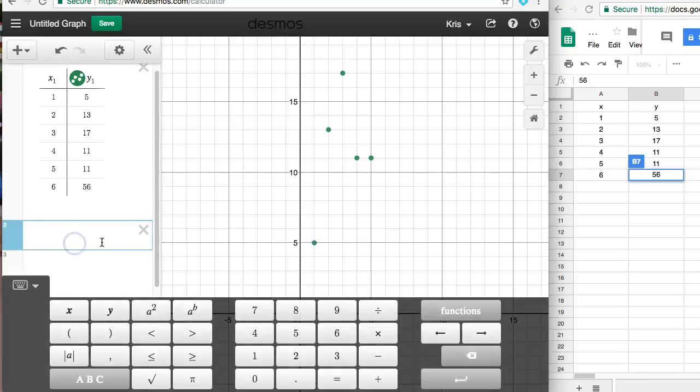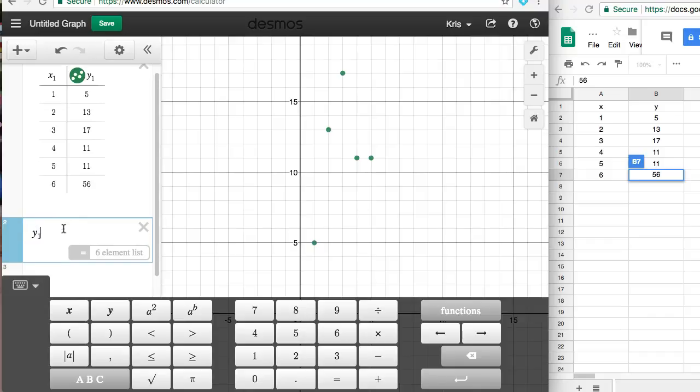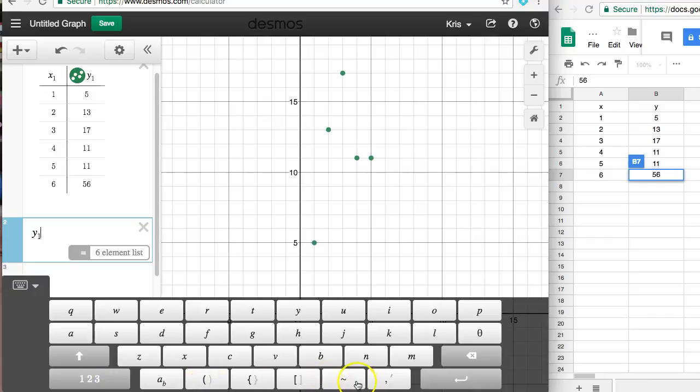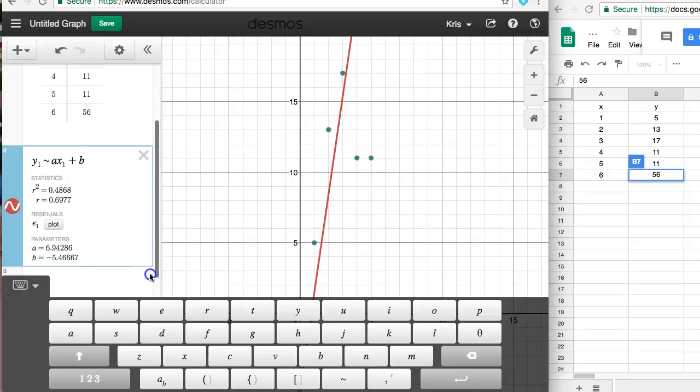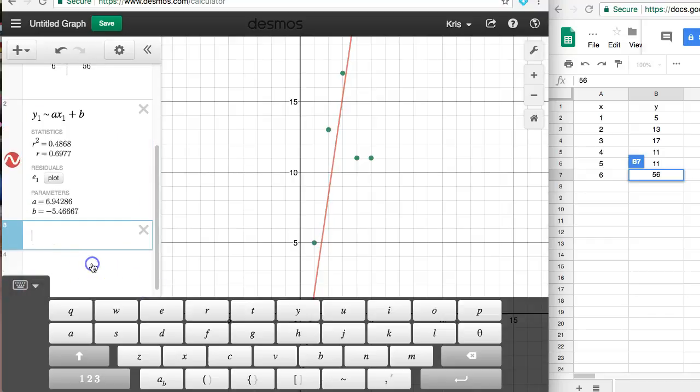What you can do then is go ahead and put in your equations, and when we do regression, you need to do y sub 1, and then you need the tilde, which I find on the ABC key, and then it's ax sub 1 plus b. And that's our line. And if we look, our r squared term is 0.4868. So that tells me it's probably not linear regression.